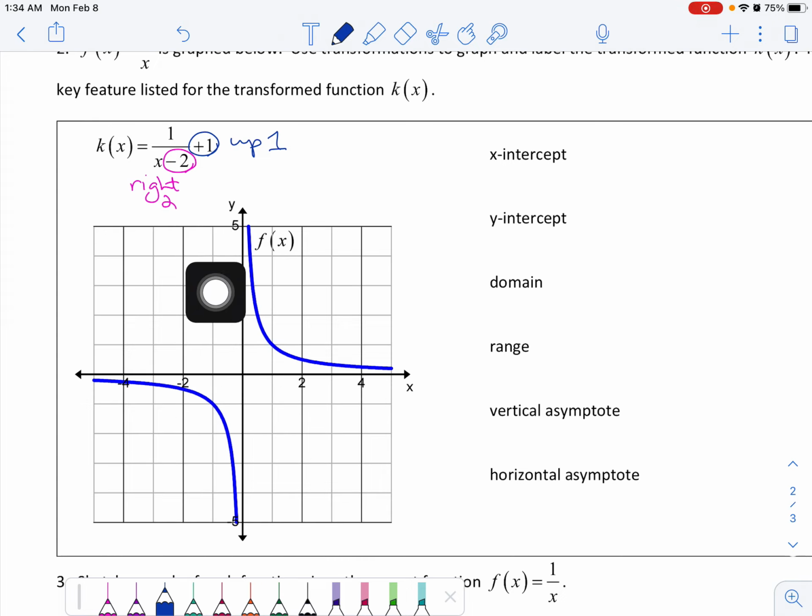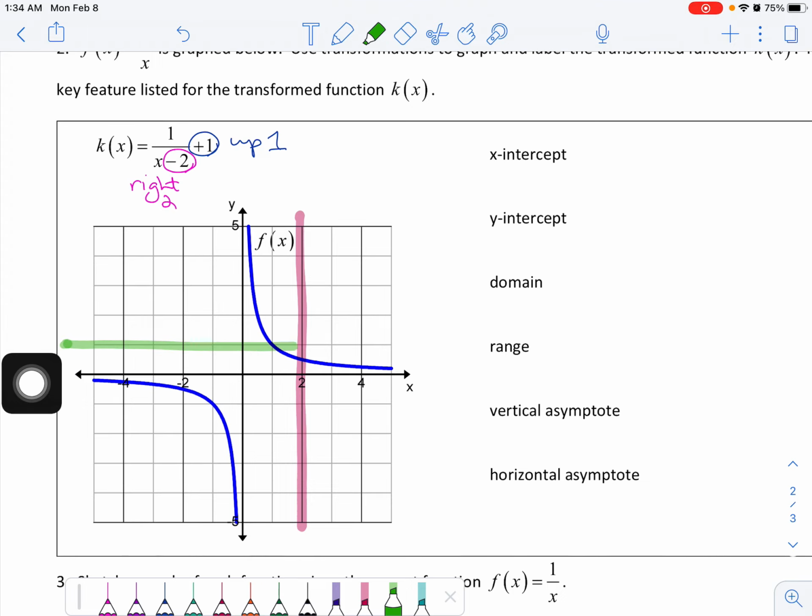Now, currently, we have a vertical asymptote at 0. That's the normal 1 over x asymptote. And we have a horizontal asymptote at y equals 0. Again, the normal asymptotes. So I'm going to take both of those asymptotes and shift them. So the vertical asymptote is going to shift to the right 2. So let me go ahead and draw that vertical asymptote in. So there's my vertical asymptote. And my horizontal asymptote is going to shift up 1. So there's the new asymptotes.